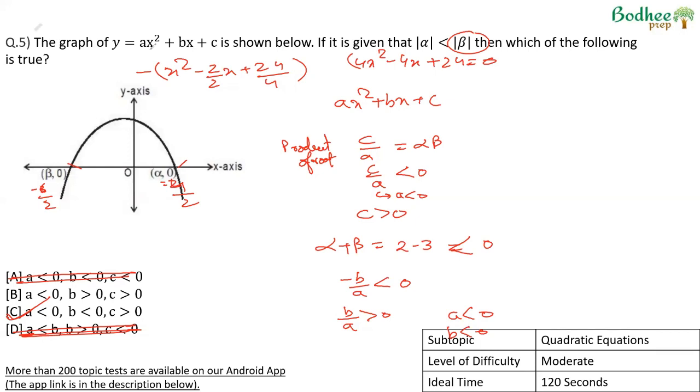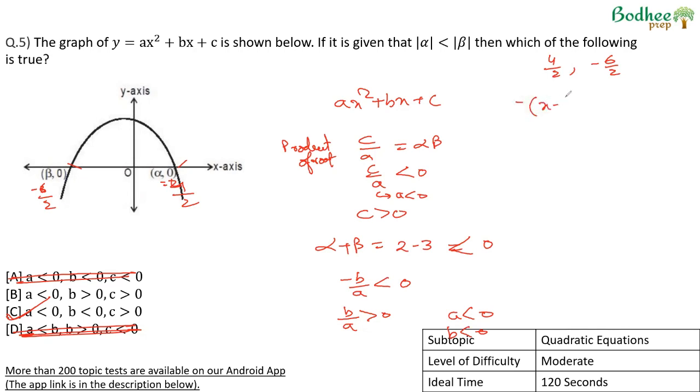I made a mistake here. The right way of doing this, I've taken the wrong signs. If we do take the roots to be 4 by 2 and minus 6 by 2, that means the equation will be something like minus of (x minus 4 by 2) and (x plus 6 by 2), because x is equal to 4 by 2 means x minus 4 by 2 is 0. I'm taking this minus so that we get an a value in front. So this is equal to 0.